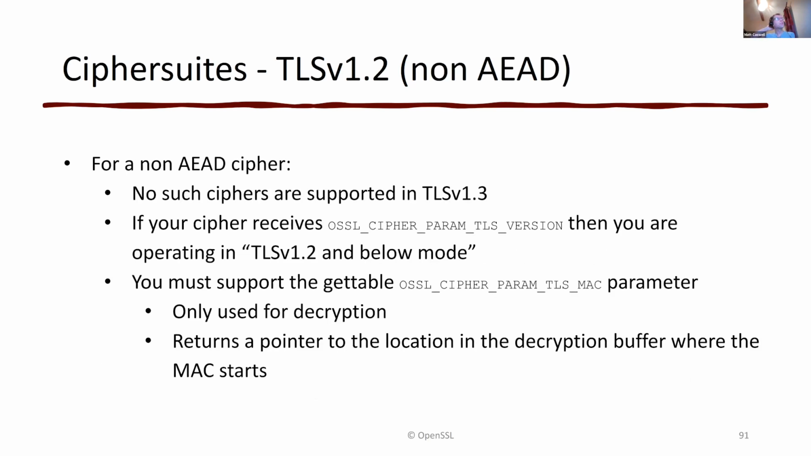Okay, for cipher suites where you're just using plain symmetric ciphers, the non-AEAD ciphers, it works slightly differently. The first thing to note is no such ciphers are in TLS 1.3. So if you're implementing a symmetric cipher and you get this TLS version parameter, then you're automatically in TLS 1.2 and below mode. You additionally need to support the OSSL_CIPHER_PARAM_TLS_MAC parameter. It's only used during decryption, and it's the provider's responsibility to return a pointer to the location in the decryption buffer where the MAC starts.